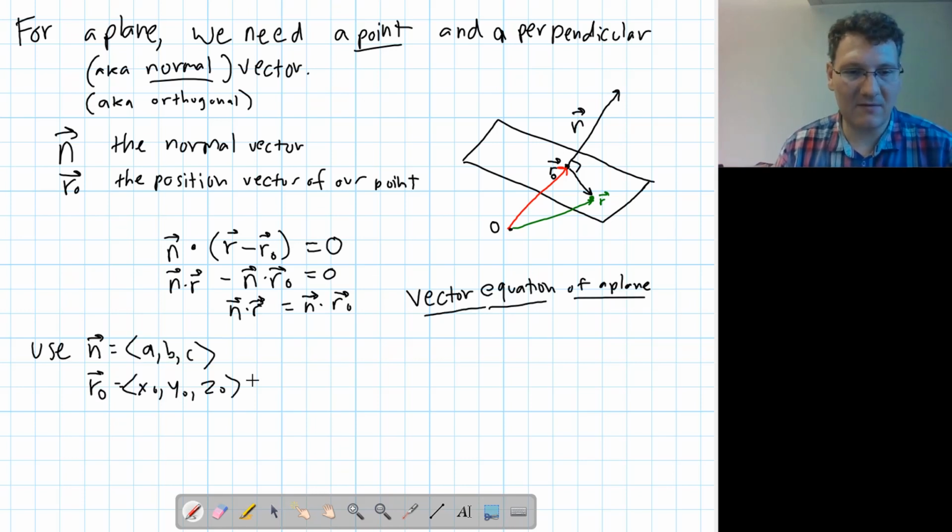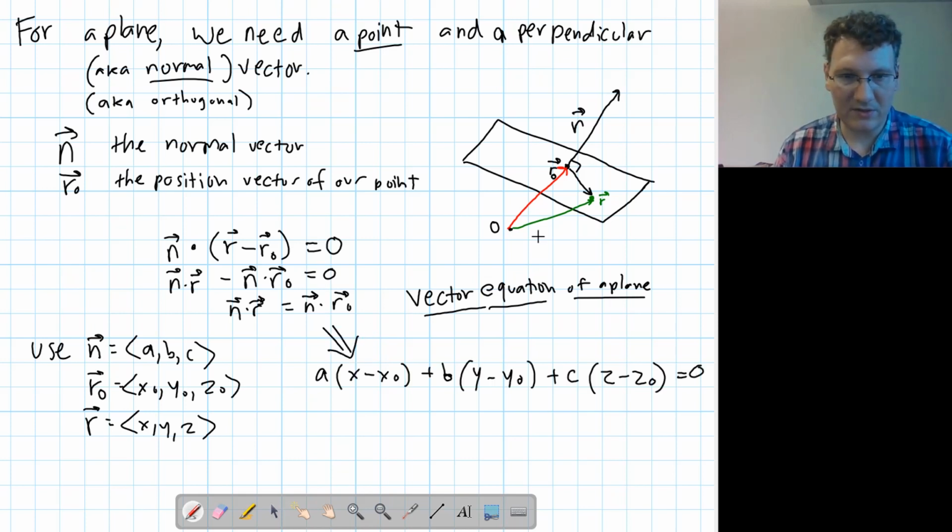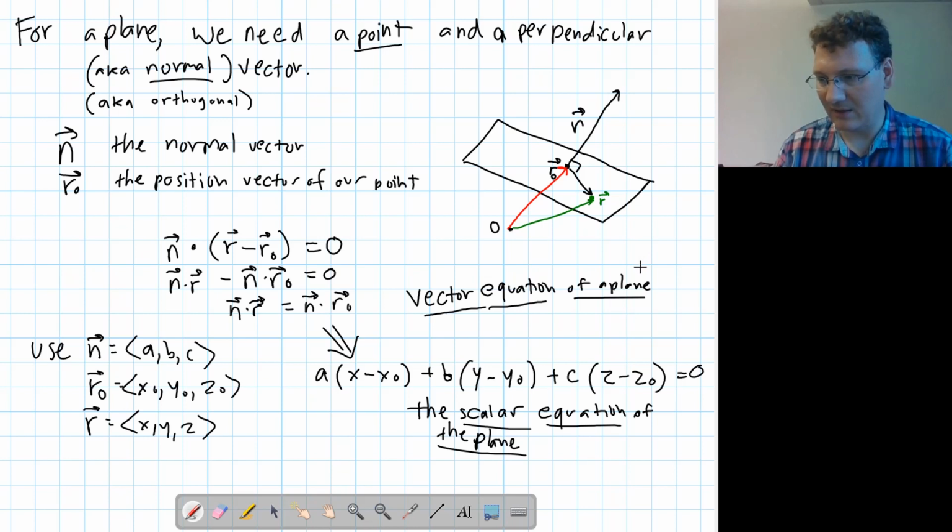So we're going to use n, the vector n is the vector ABC, and the vector r0 is going to be x0, y0, z0, and r is equal to x, y, z. And so the dot product equation, the vector equation of the plane, can be written as this. So the first equation would come out to be a times x minus x0 plus b times y minus y0 plus c times z minus z0 equals 0. This is the scalar equation of the plane, as opposed to the vector equation of the plane. And n, we call it the normal vector, as I said.